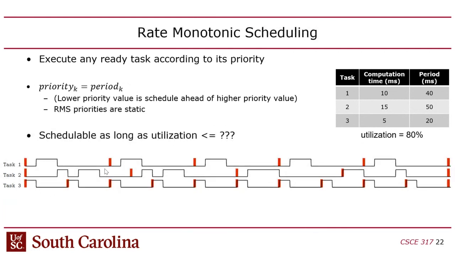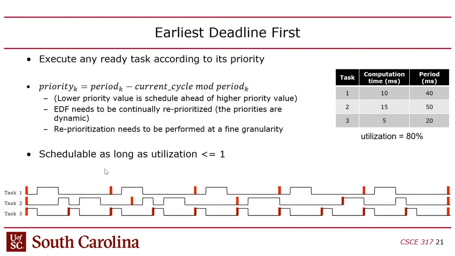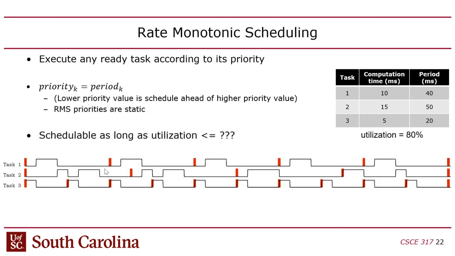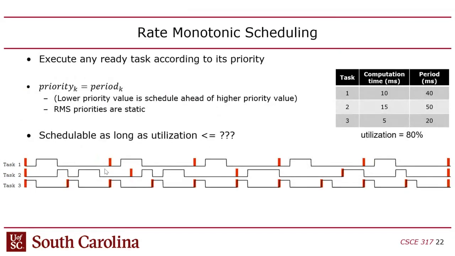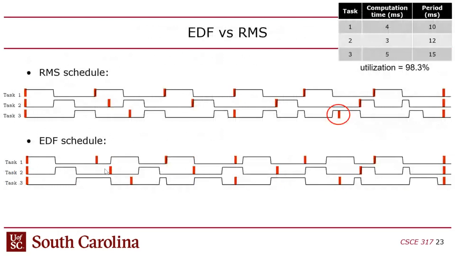So this is an EDF schedule, and then this is the RMS schedule. In this case, utilization was 80%, and both of them successfully scheduled. No deadlines were missed. The problem is, oh, wait a minute. Did I miss a deadline? Oh, no, I didn't miss a deadline until I switched to this new set of tasks, which was 410, 312, 515. This one didn't have an 80% utilization. It had a 98.3% utilization, which was obviously very close to 100.